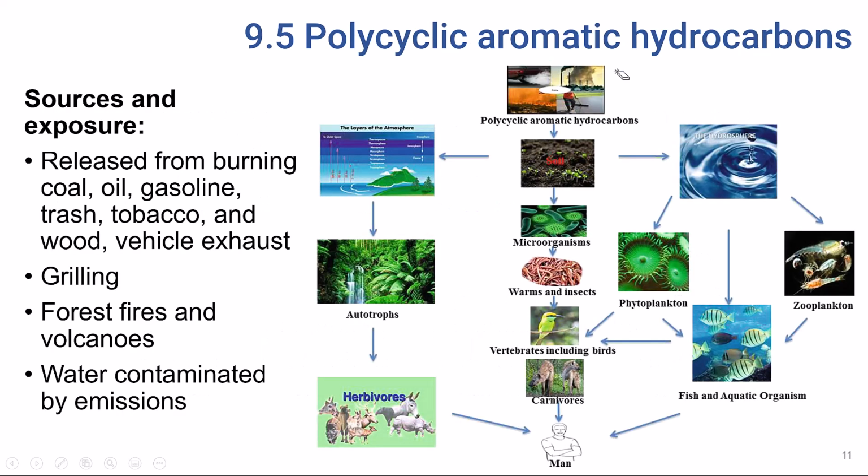So commonly, PAHs are released from burning coal, oil, gas, tobacco especially. Grilling will introduce PAHs into our biological systems. And a lot of these can get passed on to our waterways and then contaminate those by different emissions. Because they are carcinogens, they can lead to cancer. These can show up in soil, microorganisms, worms and insects, different vertebrates, and then they show up in our waterways.